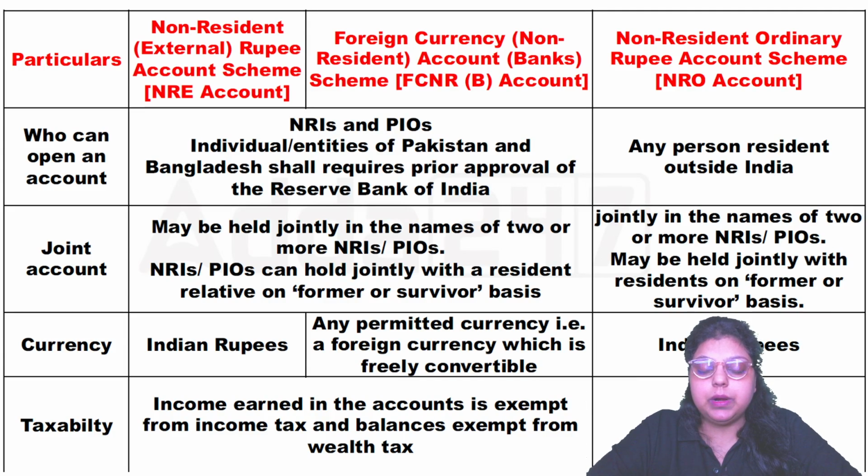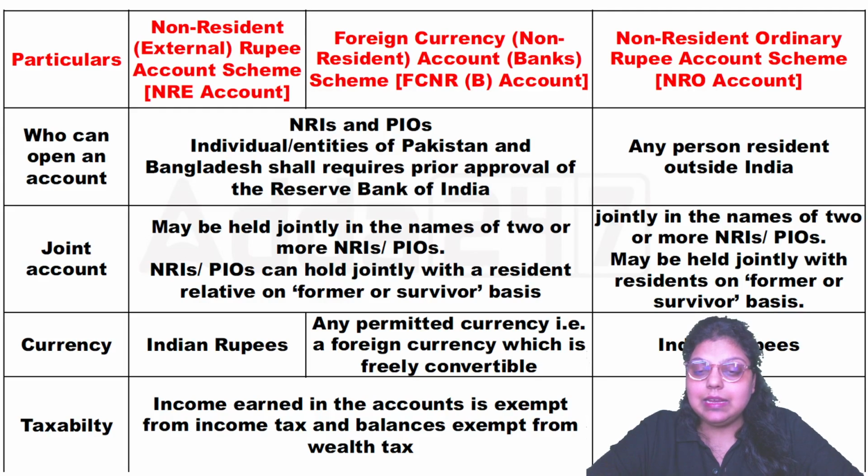Joint accounts can be opened in NRE and FCNR accounts. It may be held jointly in the names of 2 or more NRIs or PIOs, and NRIs and PIOs can also have a joint account with an Indian resident on a former or survivor basis. It means as long as the NRI is alive, he will be managing the account, and after his death, the money will be transferred to the survivor. Okay. In case of NRO, it can be opened jointly in the names of 2 or more NRIs or PIOs, and may be jointly opened with a resident in India on a former or survivor basis.